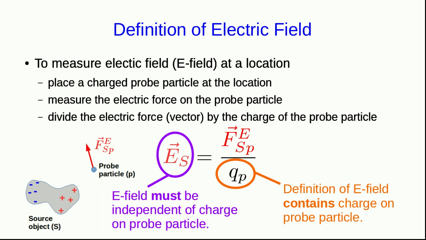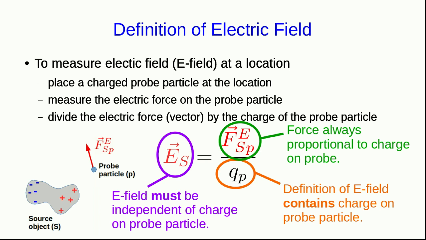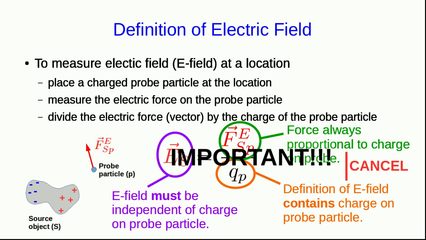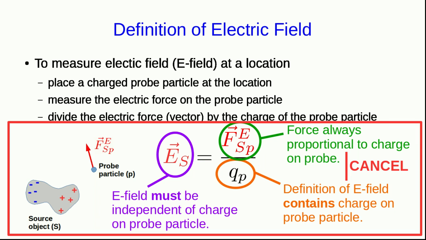That's the point. But students often get confused by this in the definition, because the definition explicitly includes the charge on the probe particle in the denominator there on the right side of the equation. The reason this happens is that this force is always proportional to the charge on the probe particle. And so when we carry out this division, there's a cancellation that occurs, and we always get an answer that's independent of the probe particle. This is very, very important.